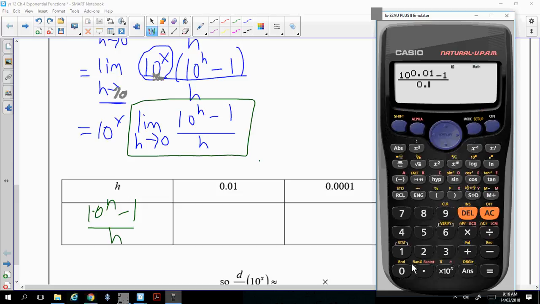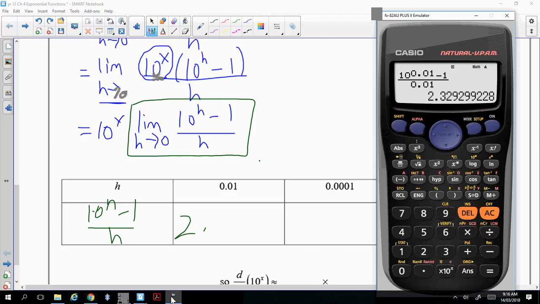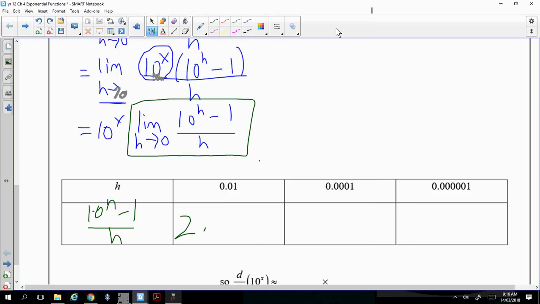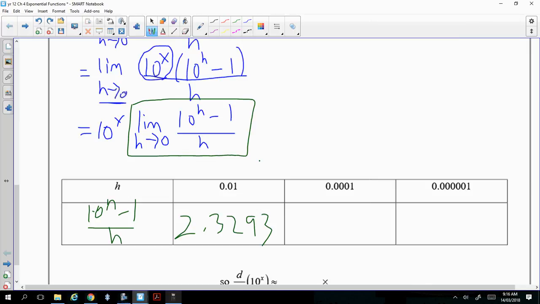Okay, write down what it is. Correct to maybe 4 decimal places, so 2.3293. Okay, and then do another one. Try the next one. And then the next, start doing the work. Alright, so do the next one as well.